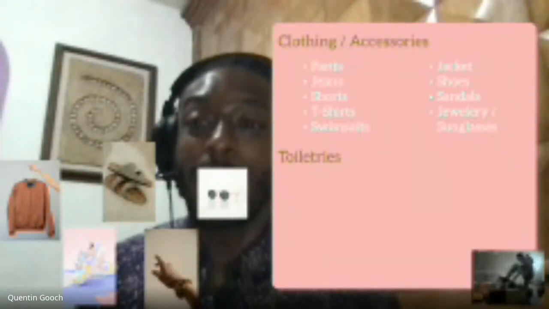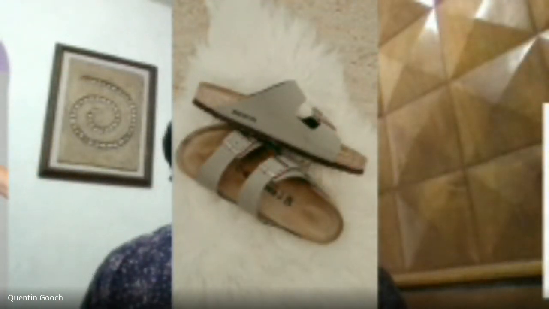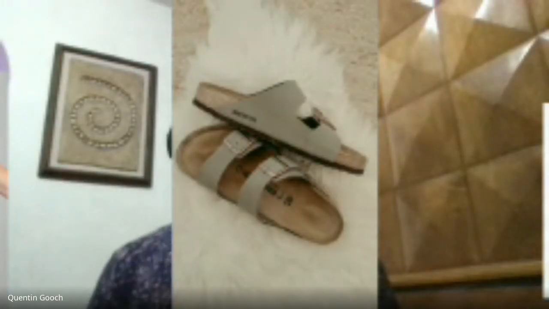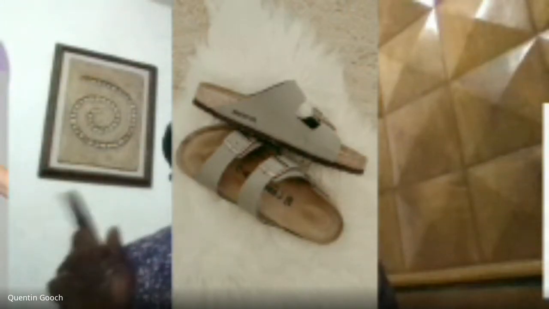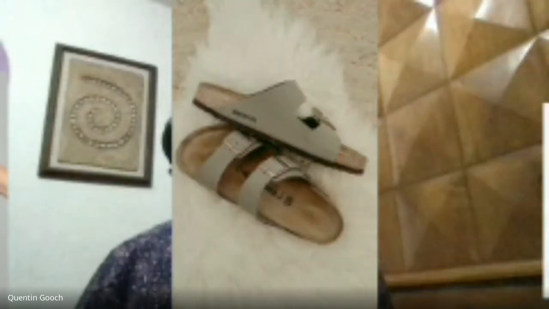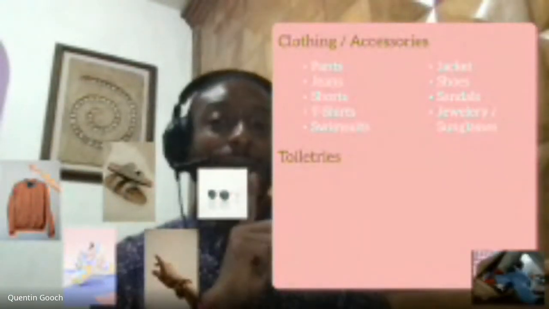And what about these? A special kind of shoes. Sandals. Yes, sandals. Very good. All right, so ready? Let's all say that. Sandals. Yes. Very good. Okay.